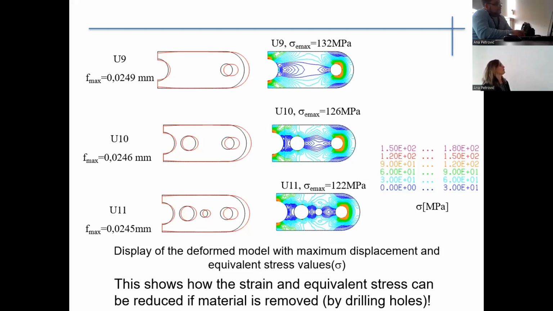This shows how the strain and equivalent stress can be reduced if material is removed by drilling holes. You can see here just 1/2 of the model of the connecting lug, and because it is 1/2, you see 1, 2, 3 holes. In the second connecting lug, here are 5 holes, and here are 7 holes. And you can see the values of stress.